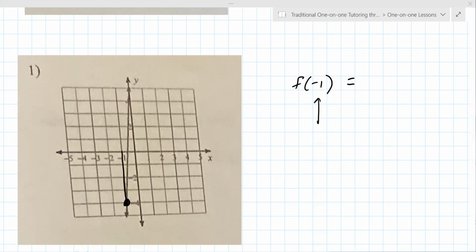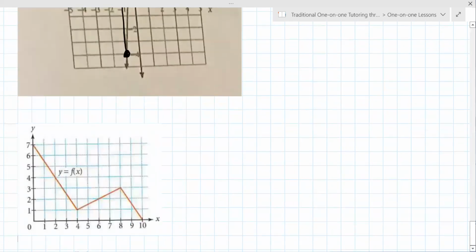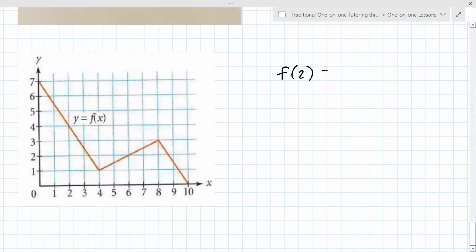Okay. So let me see if I can find a few more graphs to do this with. I mean, this really is important. Yeah. Okay. Here we go. So it's -4 here. All right. So I want you to tell me what is f of 2. It is 4. Okay. What about f of 4? +1. Okay. What about f of 8?